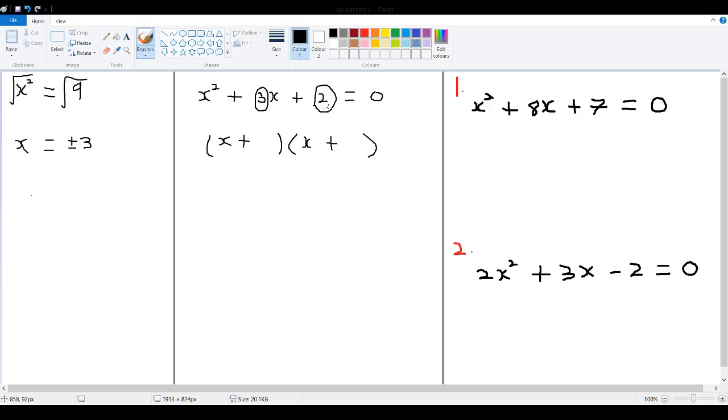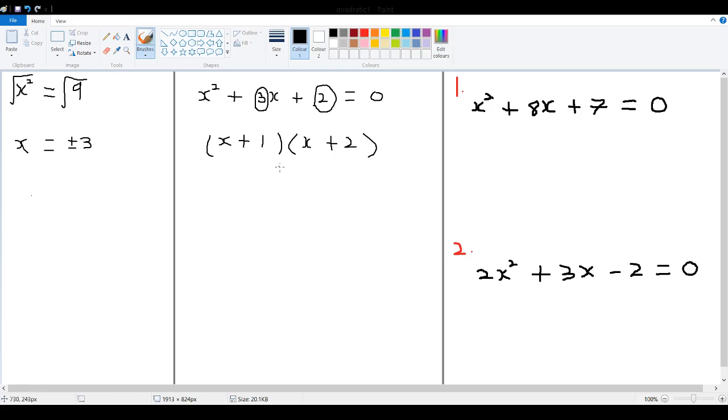So what numbers multiply to give 2? Well, 1 and 2 multiply to give 2, and 1 and 2 also add to give 3. So that seems like it would be a good choice. So let's try that. So let's do 1 and 2.